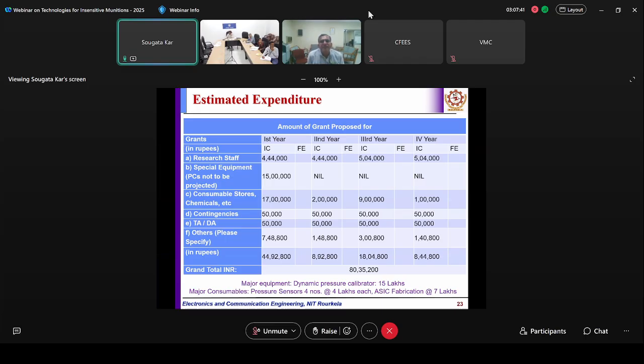Within this 80 lakhs, we have the pressure sensors, 4 pressure sensors. The pressure sensors are costly. Sir, yeah, this is okay. The cost breakup is okay. I have 2 points, sir.